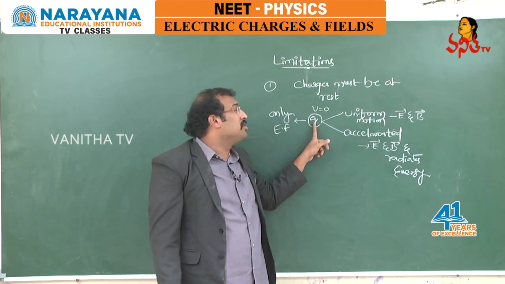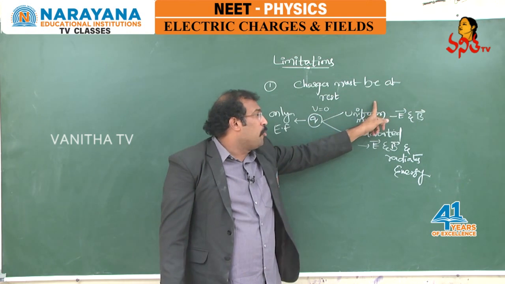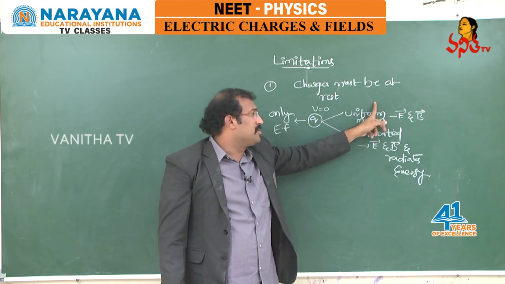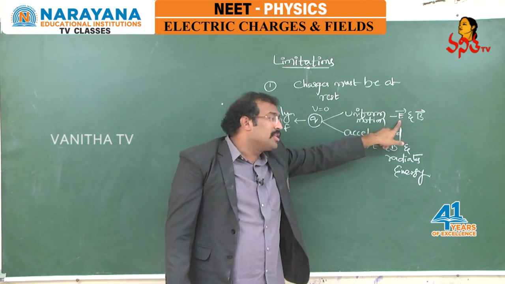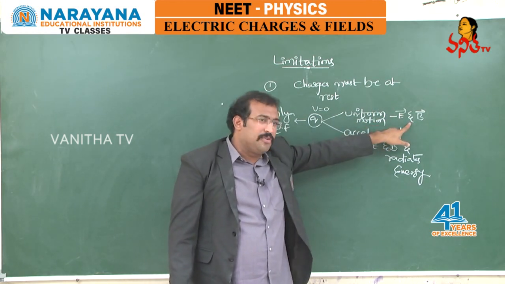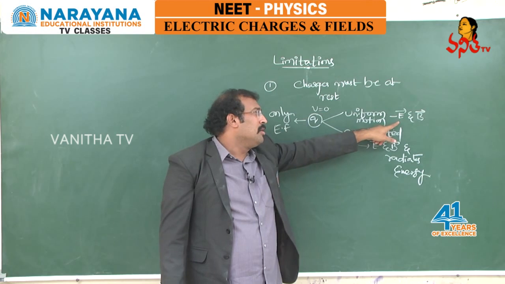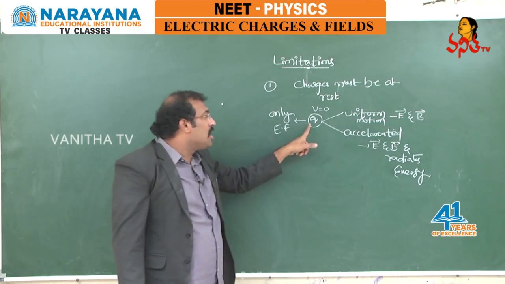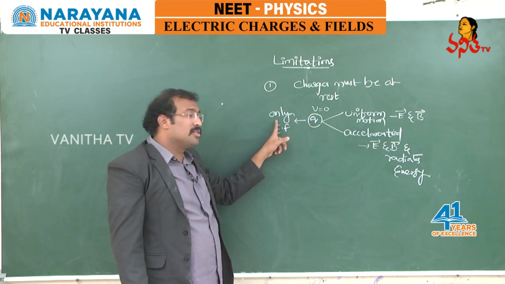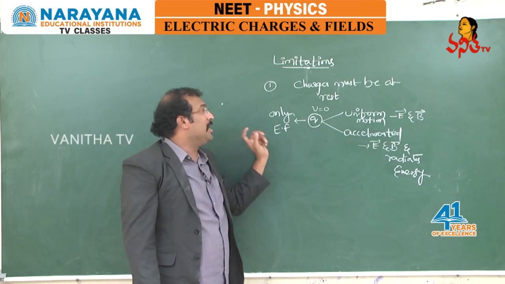If you want to find out the force at a point where a charge is placed, then there will be a force due to the electric field and a force due to the magnetic field. Results will differ from Coulomb's equation. Therefore, the charge must always be at rest, which produces only an electric field.